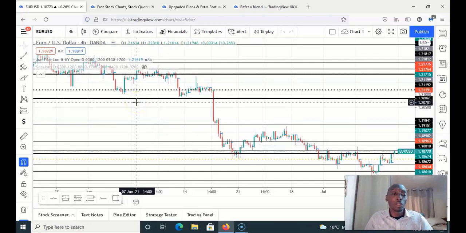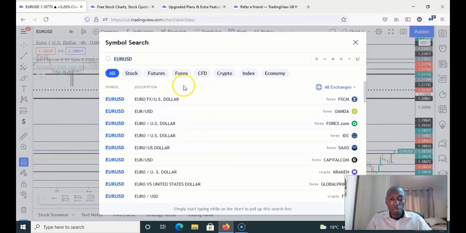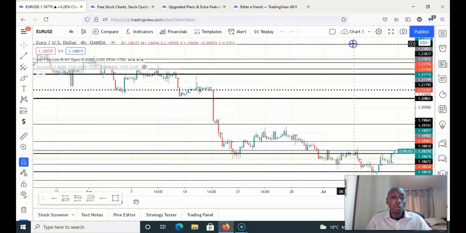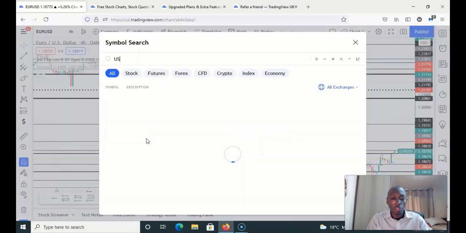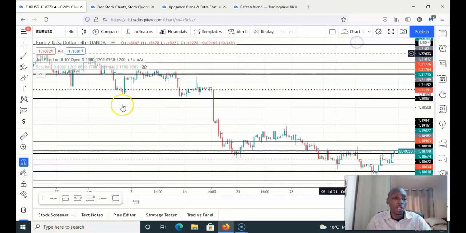Say you want to look at another chart, you can either go here, and it brings them all up. You can just type in here what you want. Or you can type it straight onto the chart. So USD, say JPY. You see it's here. You can click on that, and that will take you to the USD JPY.